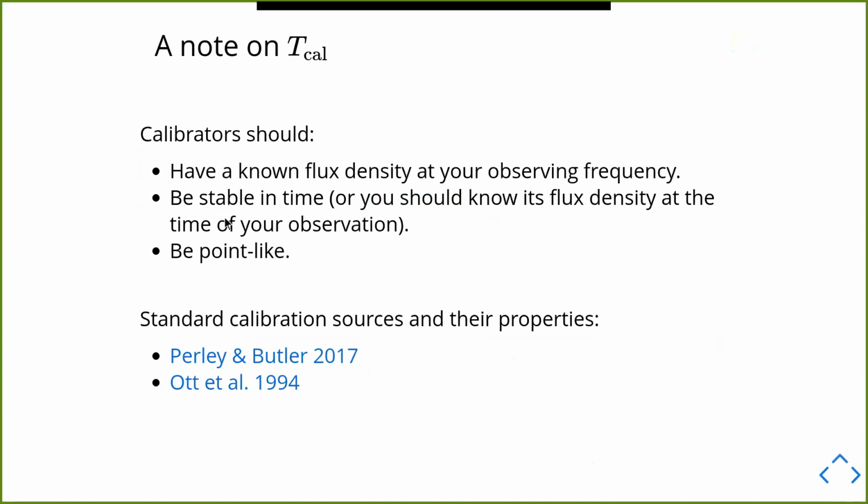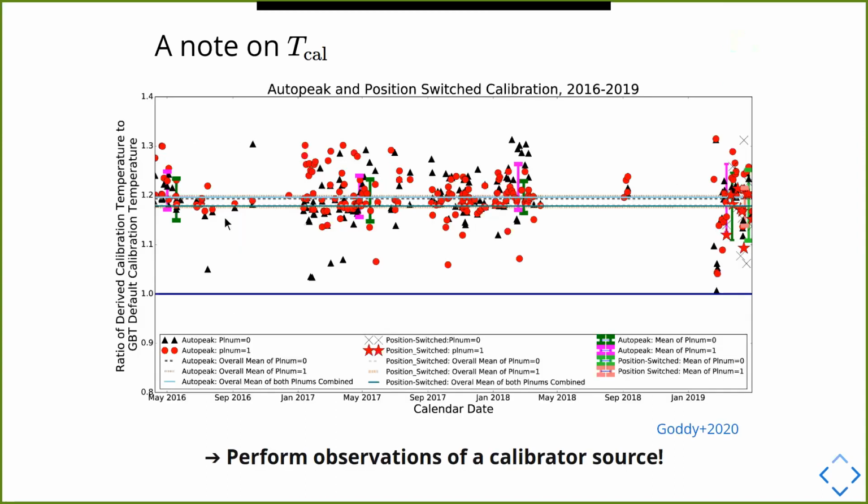Can I ask a quick question? Yes, please. So the noise diode is giving you the short time scale variations, and the calibration is giving you a better overall idea of what the flux conversion should be? Is that how it works?